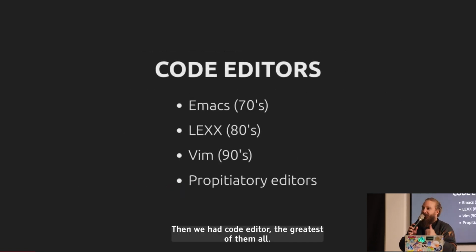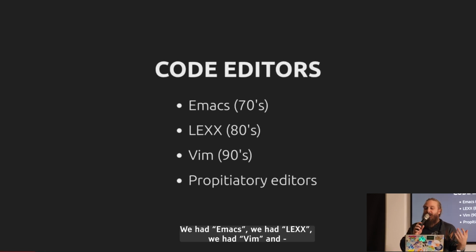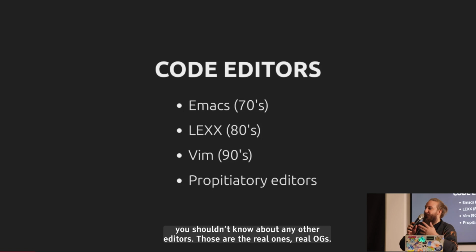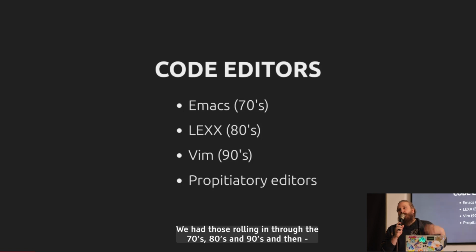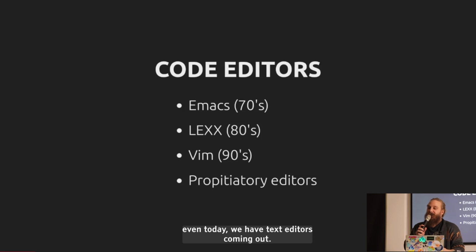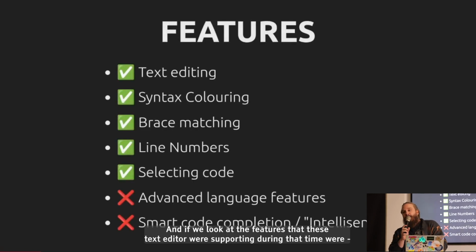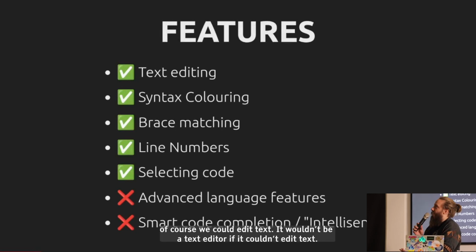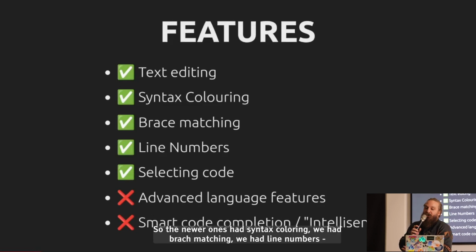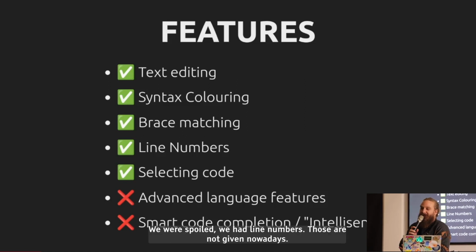Then we had code editors, the greatest of them all. We had Emacs, we had Lex, we had Vim, and you shouldn't know about any other editors. Those are the real ones, the real OGs. We had those rolling in through the 70s, 80s, and 90s, and then even till today, we have text editors coming out. And if we look at the features that these text editors were supporting during the time, of course, we could edit text. It wouldn't be a text editor if it couldn't edit text. Some of the newer ones had syntax coloring, we had brace matching, we had line numbers. We were spoiled, we had line numbers. Those are not a given nowadays.